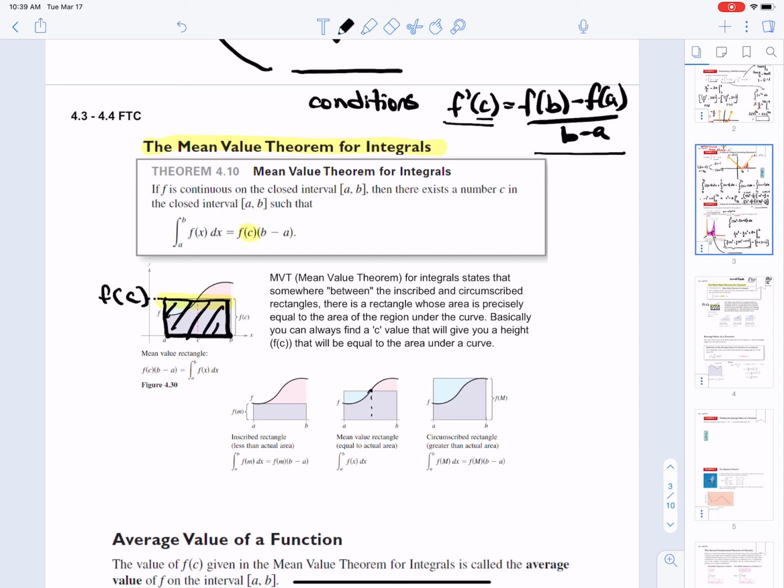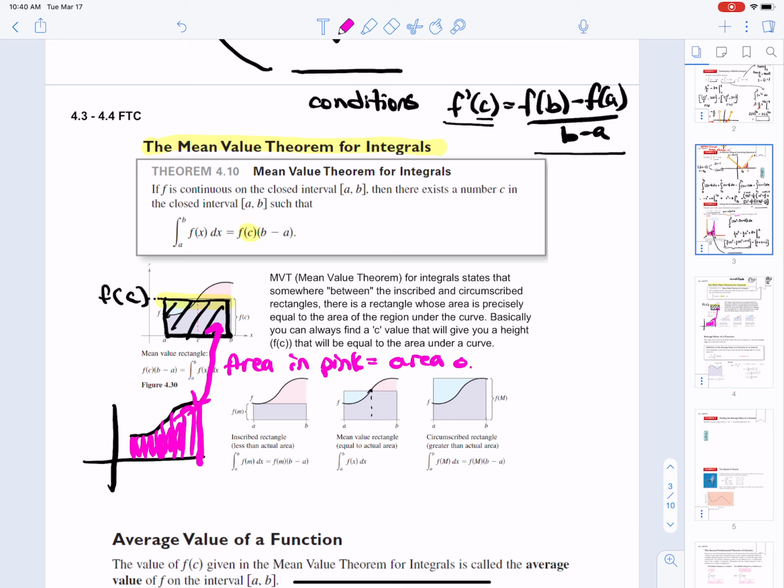So the area of this rectangle would be equal to the area under the curve. Well, let me draw this function again. If I draw this function again like this and do the area under it in pink like they have for us here, the c value makes it so that this area in pink is equal to the area of that rectangle. Area in pink equals area of rectangle. So that c value is somewhere in there, and you can find a c value that will give you a height f of c that will make the rectangle equal to the area under the curve.